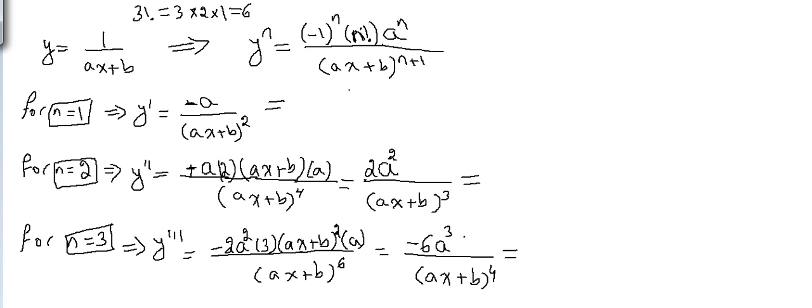First derivative, 1 plus 1, 2. Second derivative, 2 plus 1, 3. Third derivative, 3 plus 1, 4. So this means we can say it is minus 1 power n times a power n times n factorial over ax plus b to the power n plus 1. Now let's try to see the fourth derivative.